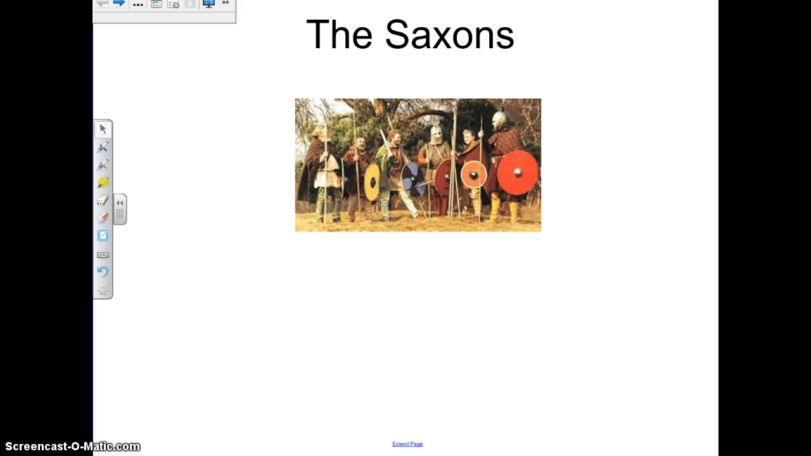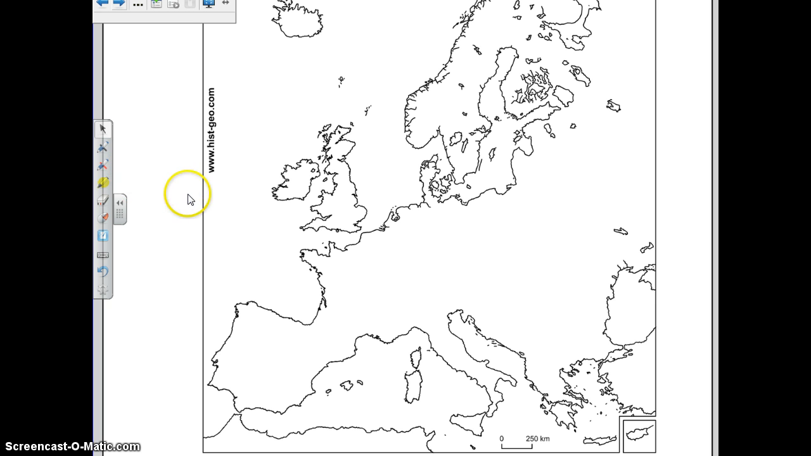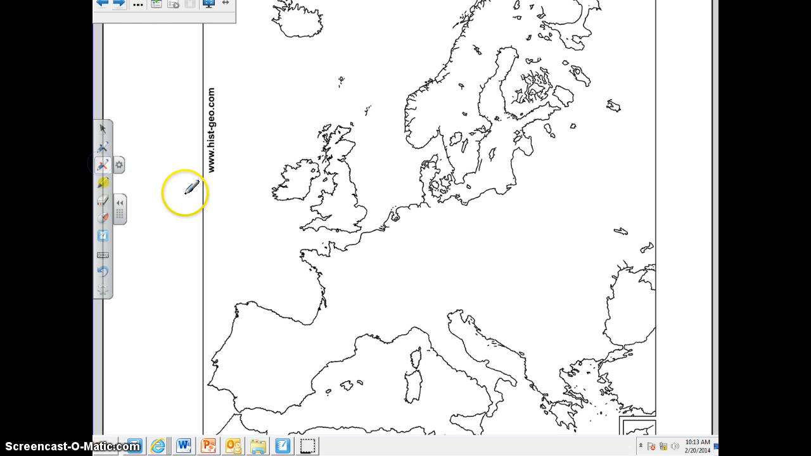Alright, the Saxons are a group of barbarians from the northern part of Western Europe. Let's take a look at a map here. This is a blank map of Europe just to familiarize ourselves with a few things. Let's see what we remember.